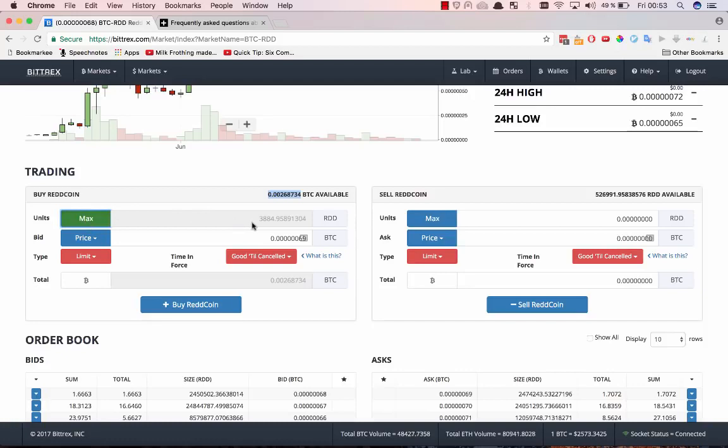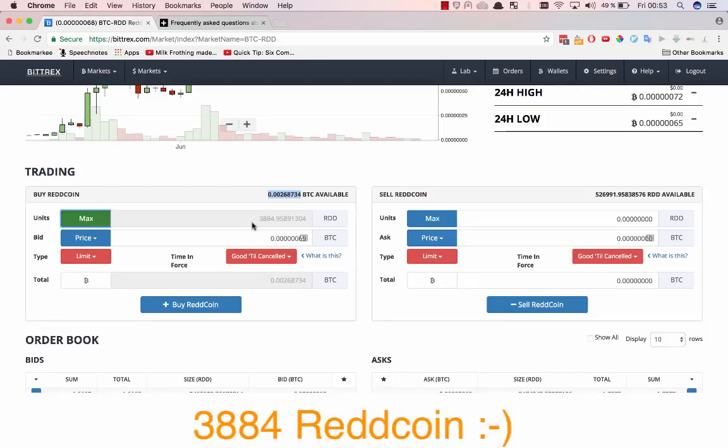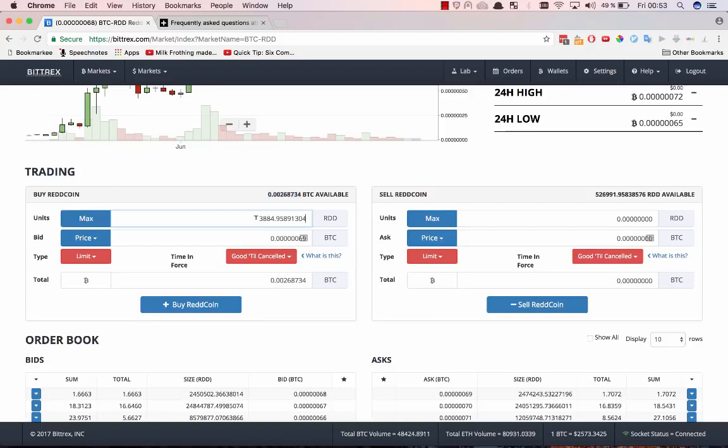So with the balance I have, I can buy 1,800 Redcoin. Let's set that to 1,000 Redcoin to make that a round number. And here we are. So the price is still 69 Satoshis, the full price down here. And now we press on buy Redcoin.